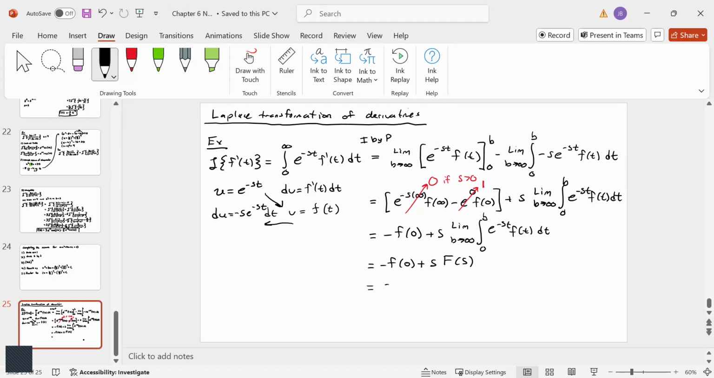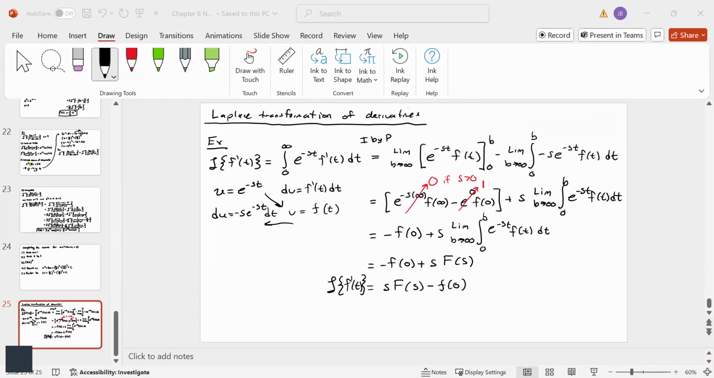And then just to make it look a little bit nicer, most people will write it this way. So that is the regular Laplace transformation of f prime of t. It's just s times the Laplace transformation minus f of 0. So when we're doing these, there will be initial conditions that have to be considered because the process requires it. And also that's how you get your bounds and stuff like that. So that is the first derivative.